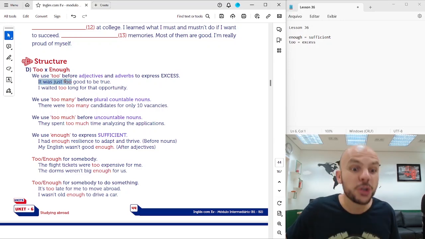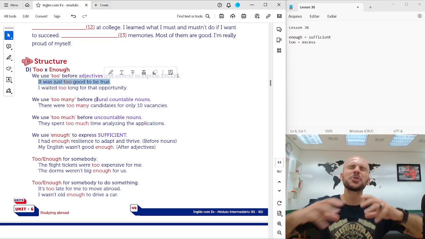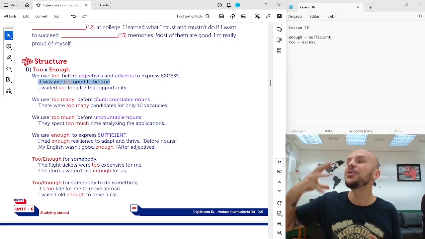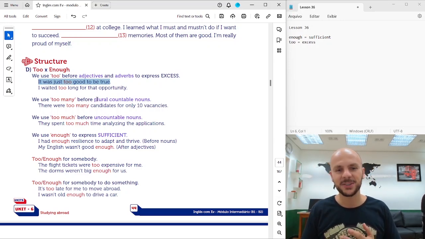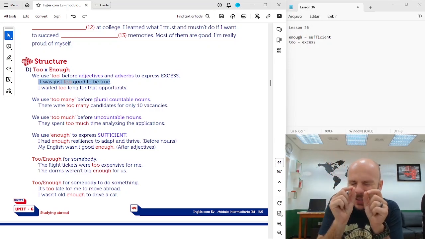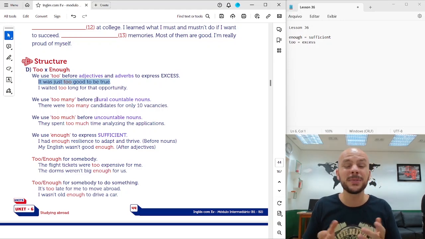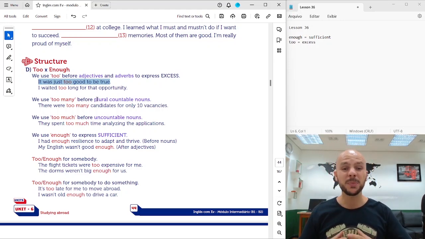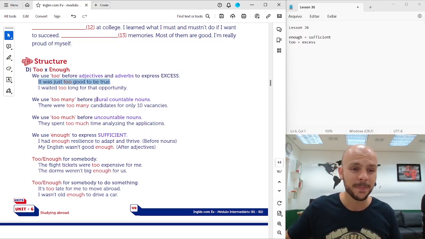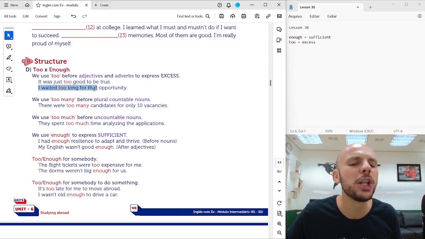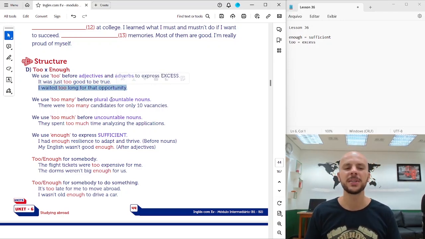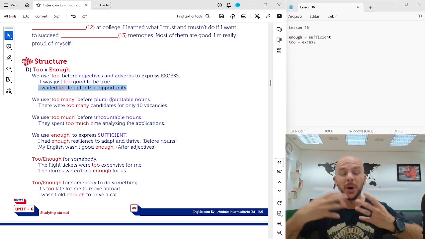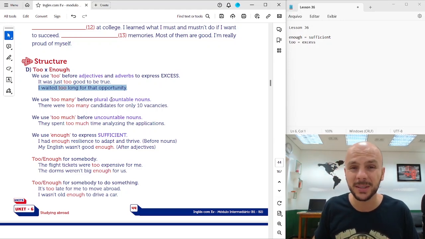All right, let's see some examples here. It was just too good to be true. Too good to be true. Bom demais para ser verdade, okay? So "too" has this little idea of something bad because it expresses excess, all right? I waited too long for that opportunity. Too long, more than necessary, more than I wanted, okay?